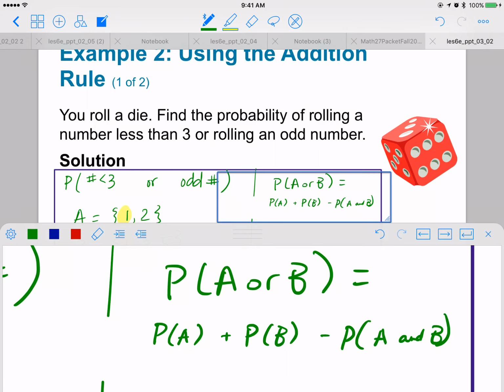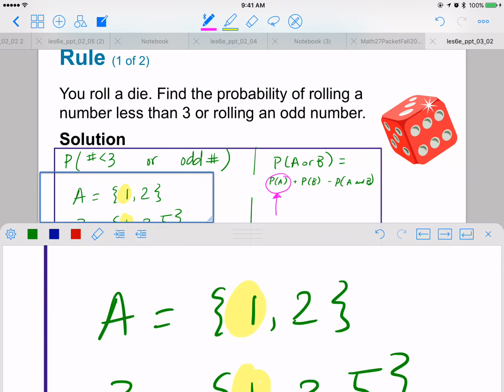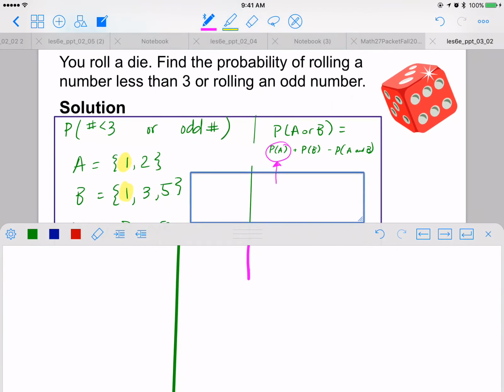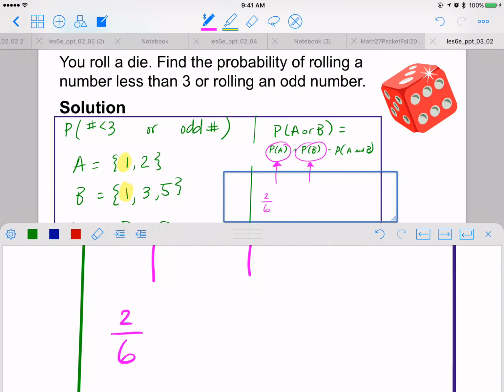Now, what is the probability of A? So let's do this in a different color. Probability of A, what is that? Well, that is the probability that you get a 1 or a 2. Okay, so the probability of A is going to be 2 out of 6. What's the probability that you get B? B is to get an odd number. Well, that's going to be 3 out of 6, which is the same thing as 1 out of 2.